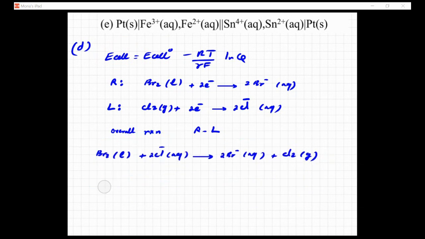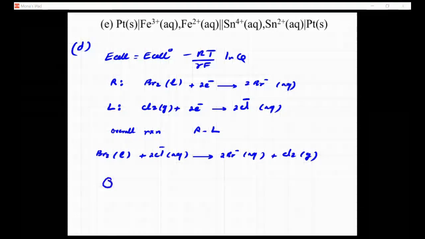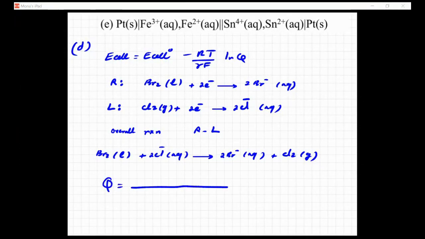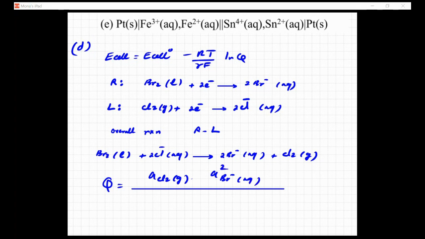Now, the quotient is equal to what? The quotient will be equal to, of course, I will have to write the activity of Cl2 gas, the activity of Br minus aqueous, that is squared, the activity of Br2 liquid, and the activity of Cl minus aqueous, squared.